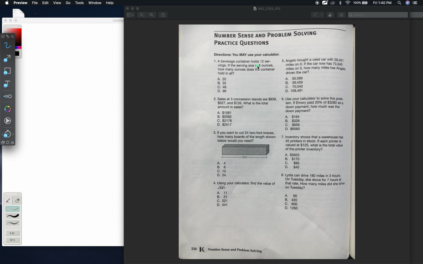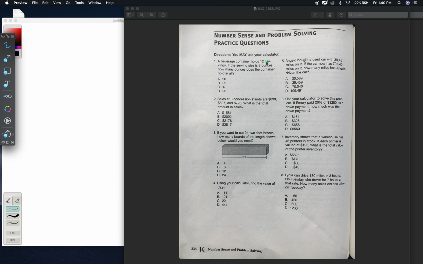So here we go. A beverage container holds 12 servings. If the serving size is 8 ounces, how many ounces does the container hold in all? So, you know, story problem. Figure out how we need to solve this. A beverage container holds 12 servings, and one of these 12 servings equals 8 ounces. How many ounces does the container hold in all?